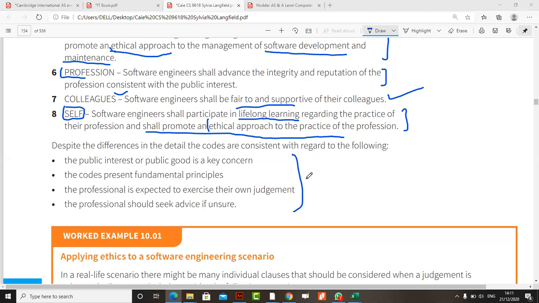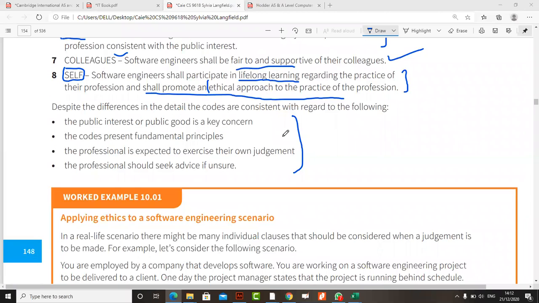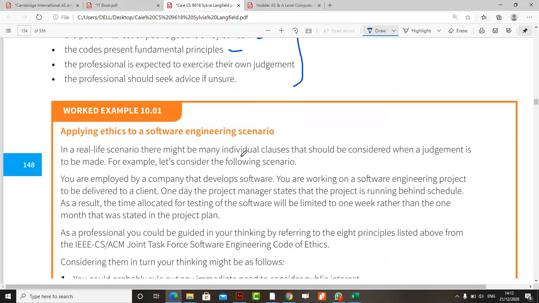Okay, there's a full detailed script on this, which we are not studying. We just look at the main things. But legally, if you join this as a software engineer, you should be going through the entire leaflet, right? Yeah. So yes, there is, Manu. Right. So despite the difference in details, the codes are given. With regard to the public interest or public good is a key concern. The codes present fundamental principles. We'll just talk about this as we go on.